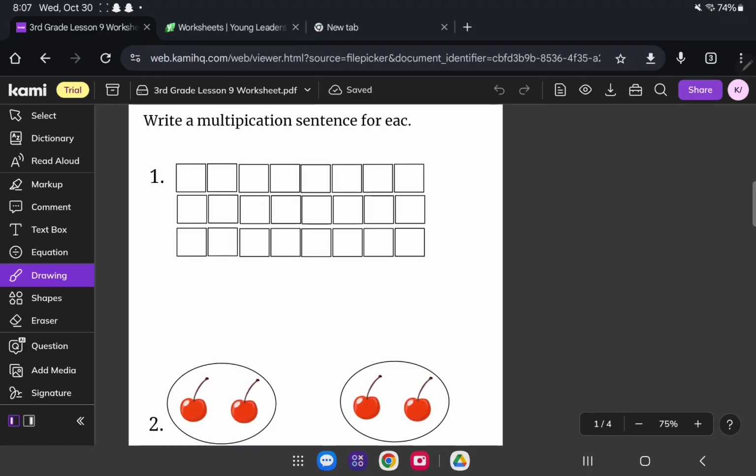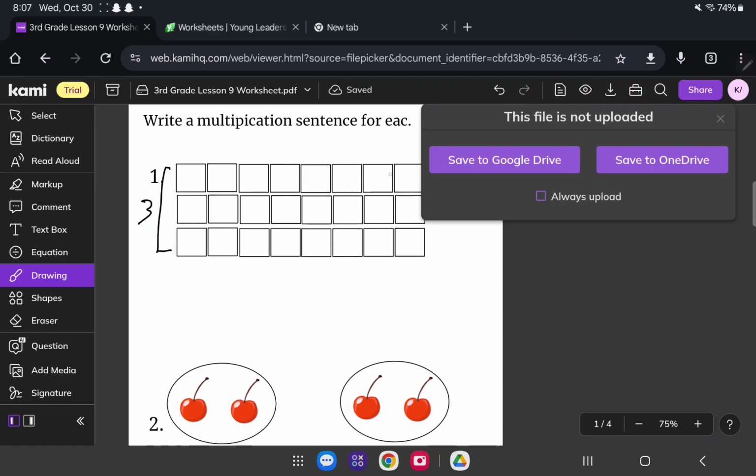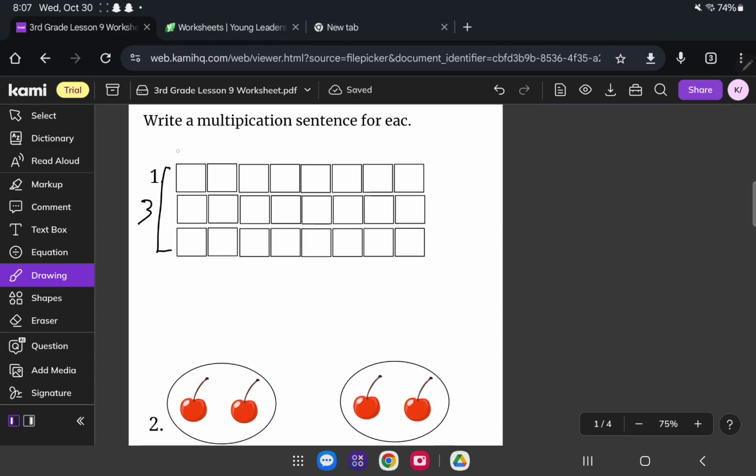So for number 1, it says write a multiplication sentence for each. So here we have 1, 2, 3, so 3 here, and 1, 2, 3, 4, 5, 6, 7, 8, 8 here. So our multiplication sentence would be 3 times 8 or 8 times 3, which equals 24.